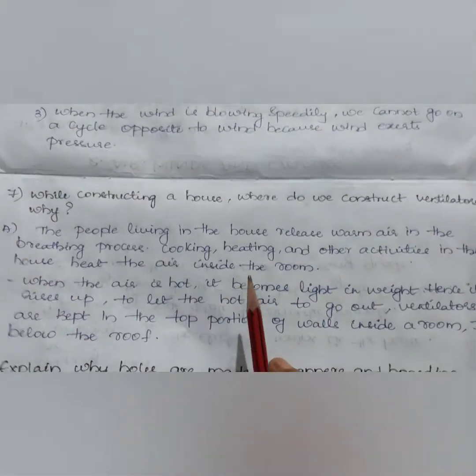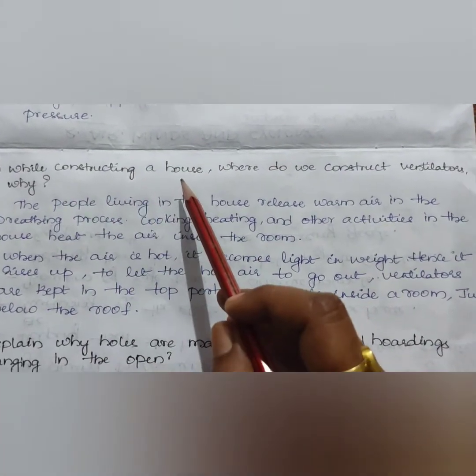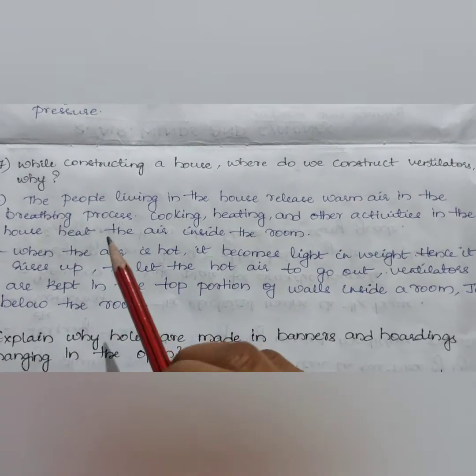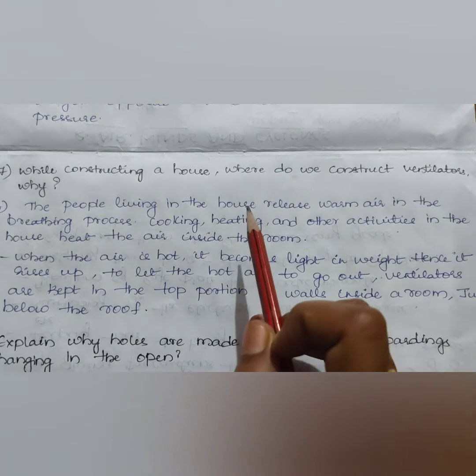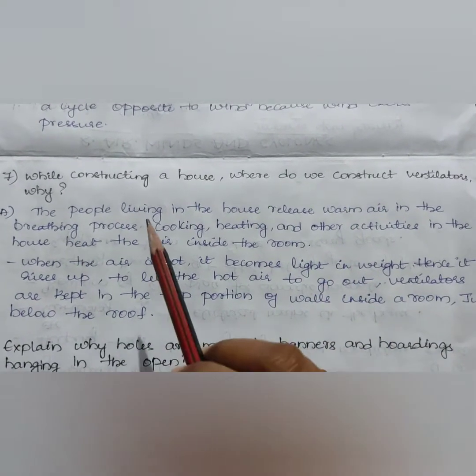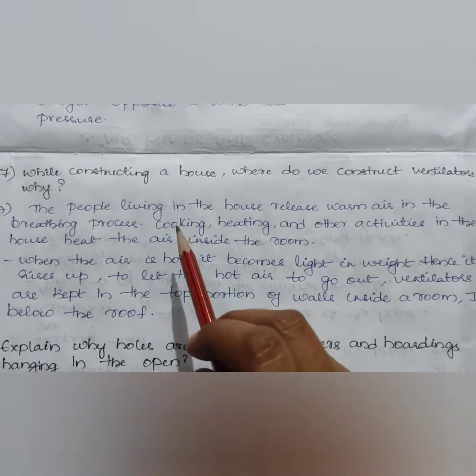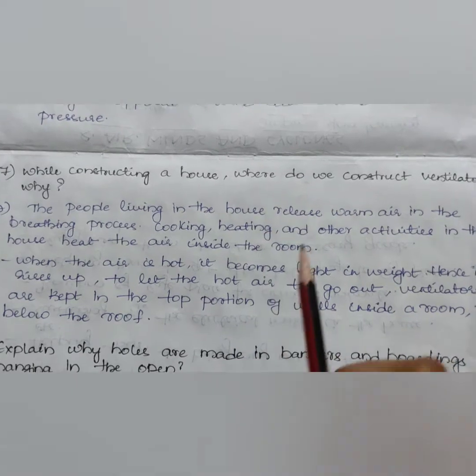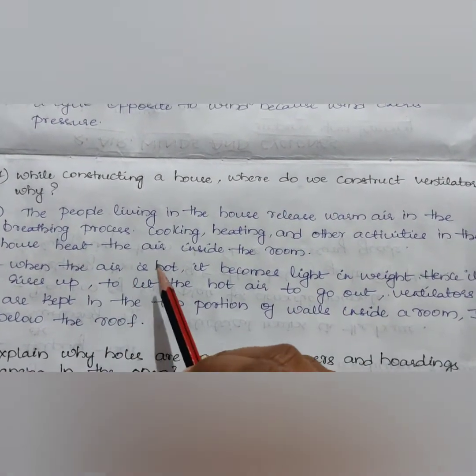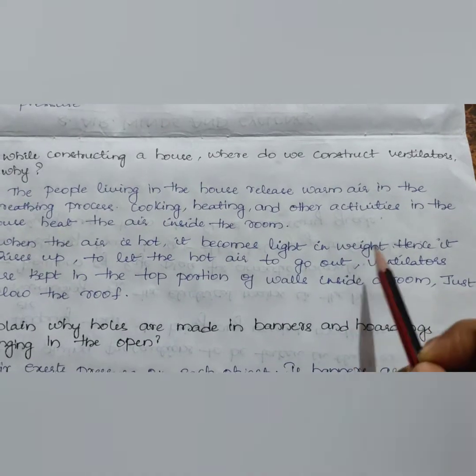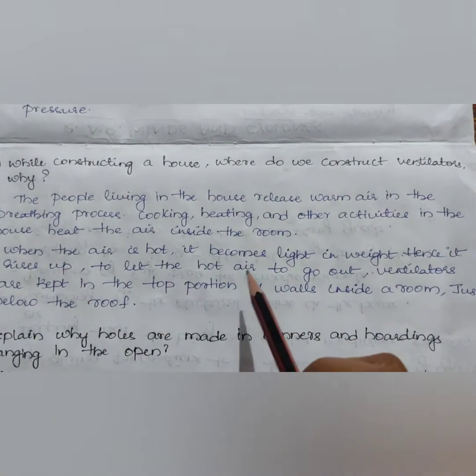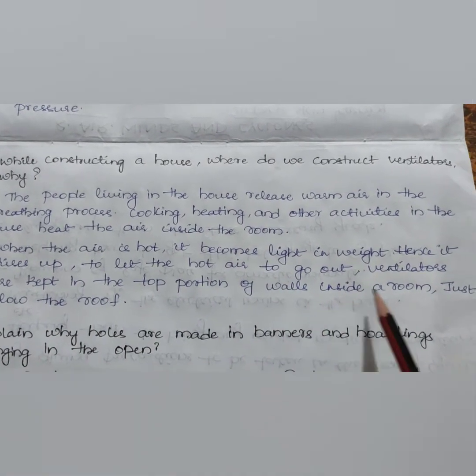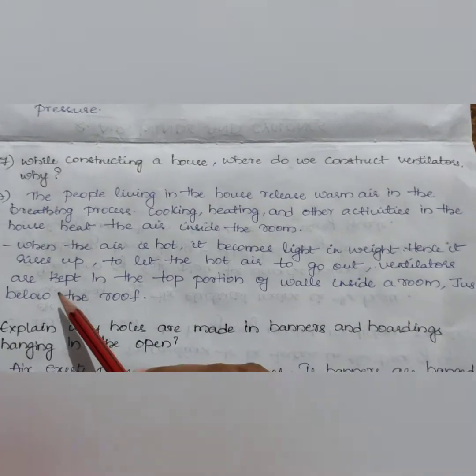Next question. While constructing a house, where do we construct ventilators and why? See, the people living in the house release warm air in the breathing process, and cooking, heating and other activities in the house heat the air inside the room. When the air is hot, it becomes light in weight, hence it rises up. To let the hot air go out, ventilators are kept in the top portion of the wall inside a room, that is just below the roof.